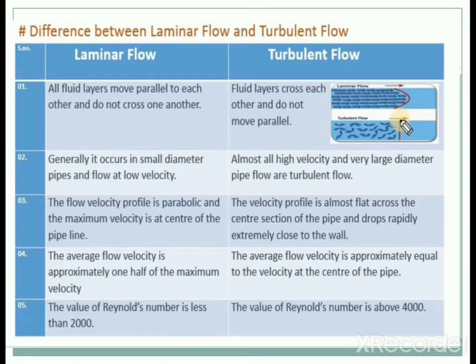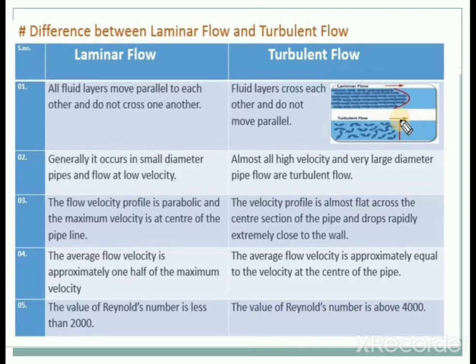So the difference between laminar flow and turbulent flow. All fluid layers move parallel to each other and do not cross one another. That flow is called laminar flow. And in turbulent flow, fluid layers cross each other and do not move parallel. That we have seen. The particles move randomly, and that is turbulent flow. Laminar flow generally occurs in small diameter pipes and at low velocity. Turbulent flow occurs at high velocities and in very large diameter pipes.